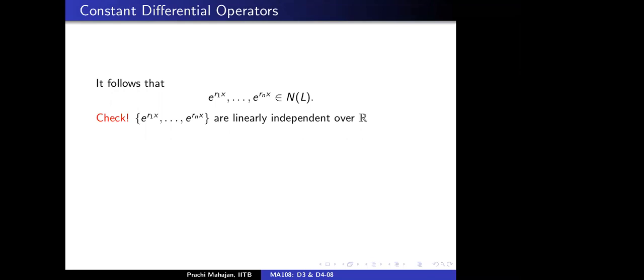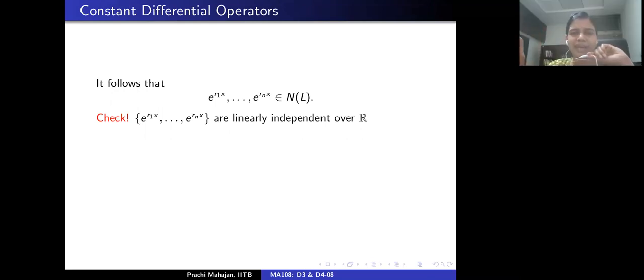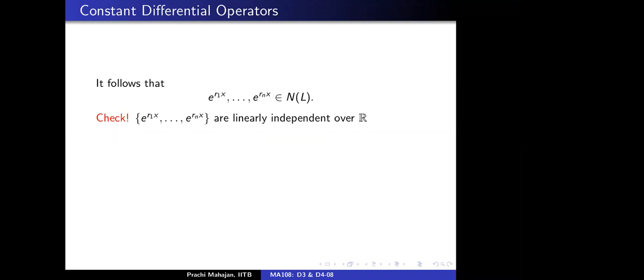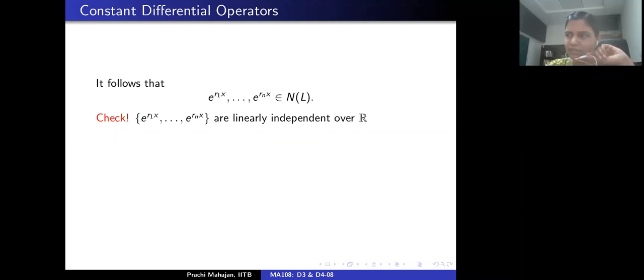Linear combination. Sure. Suppose that there are constants c1, c2, ..., cn such that c1 exponential r1x plus c2 exponential r2x plus ... plus cn exponential rnx is 0. That must force each of these constants to be 0, right? That's what the definition of linear independence means, correct? So you just prove that. That's all. Is that okay?